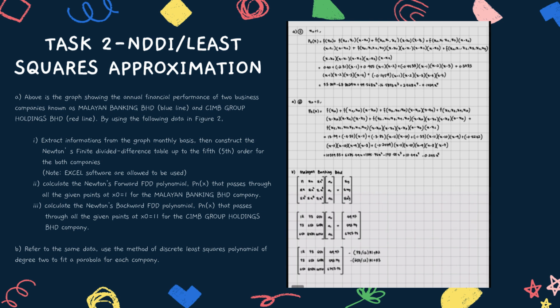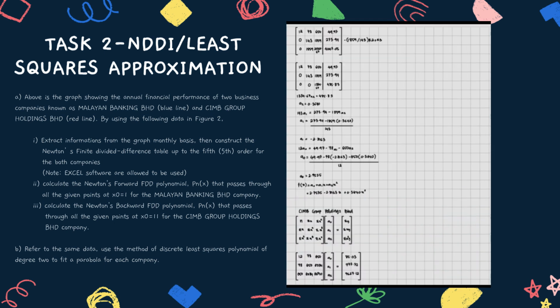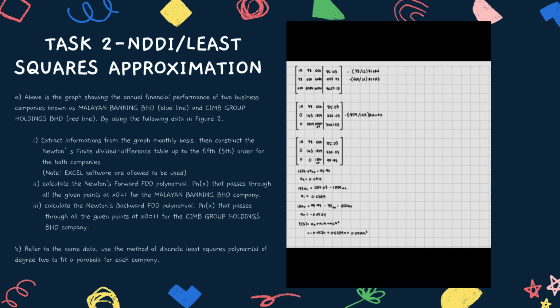For question B, I've used the least squares, which is the quadratic fit formula. I've used the formula y equal to a plus bx plus cx squared, and then I computed the matrix table, found all the sums, and then solved the 3 equations for a, b, and c. And for the final equation, f(x) equals a plus bx plus cx squared, and I've used that for both companies.